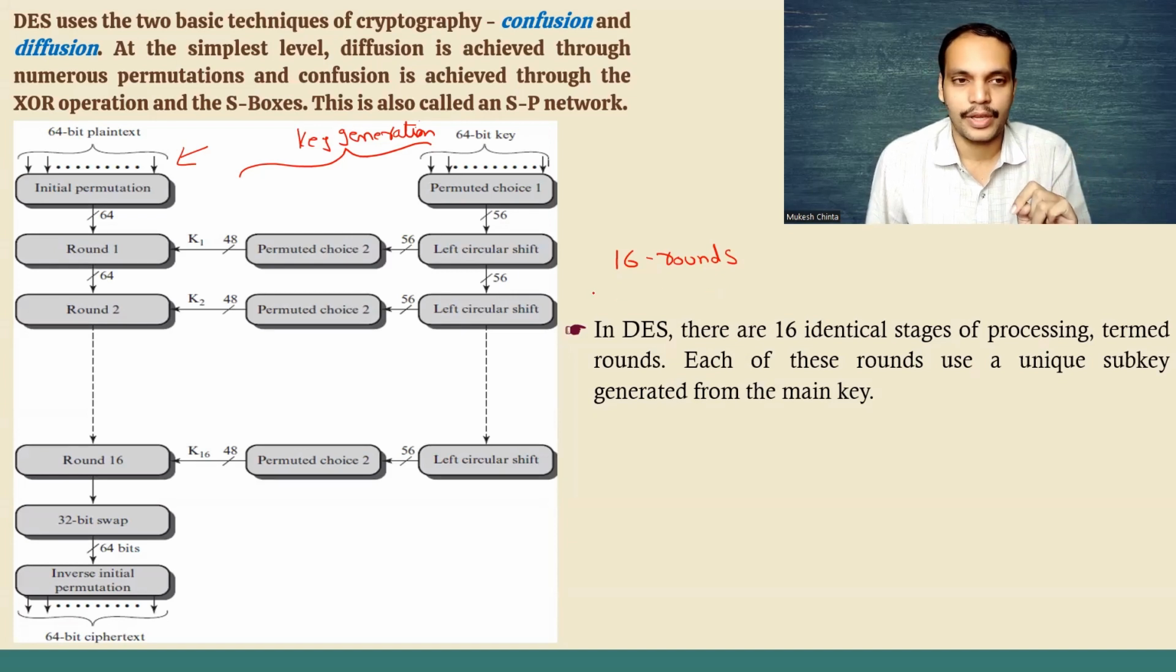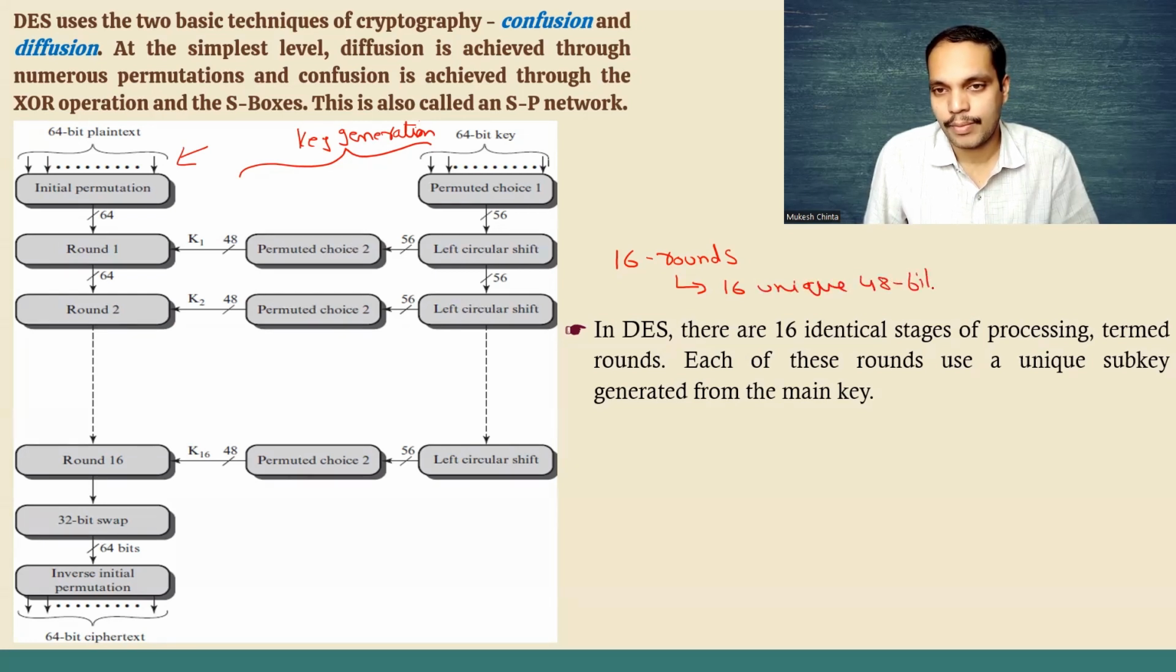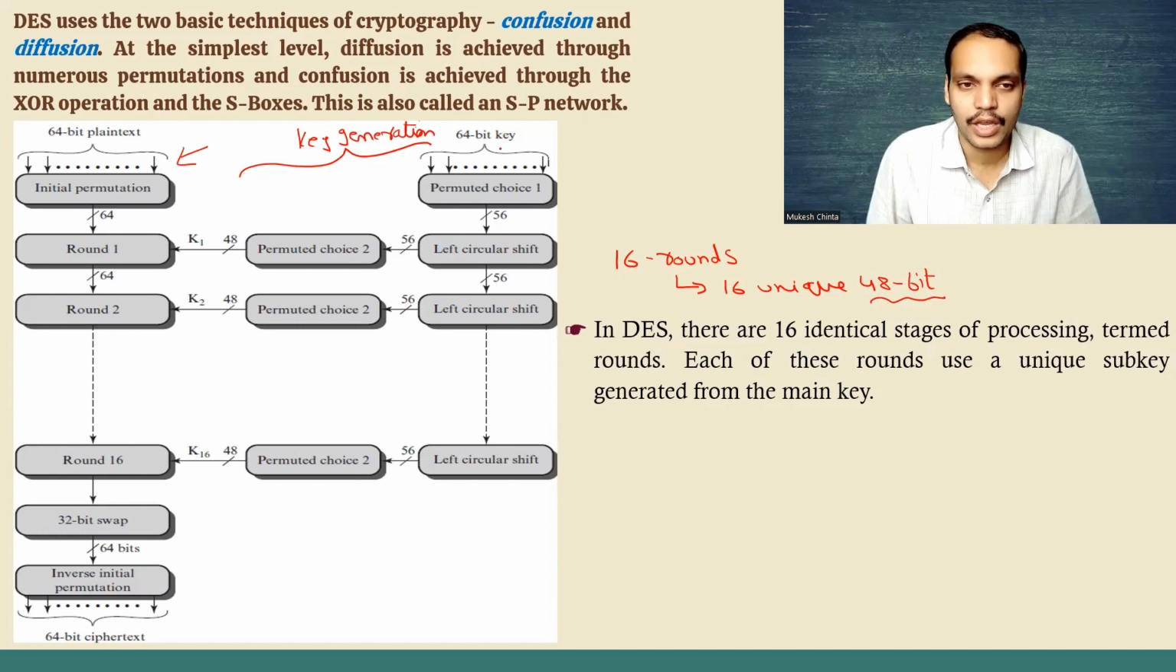But the only difference being each round uses a 48-bit unique subkey which is generated from the original 64-bit key issued by the user. So once we give the 64-bit key, there is a key generation algorithm which is able to generate 48-bit unique subkeys for each one of these 16 rounds. So for each one of these 16 rounds, we get 16 unique 48-bit keys, which are generated from the main key. So if you change the main key, once again, all of these will be different.